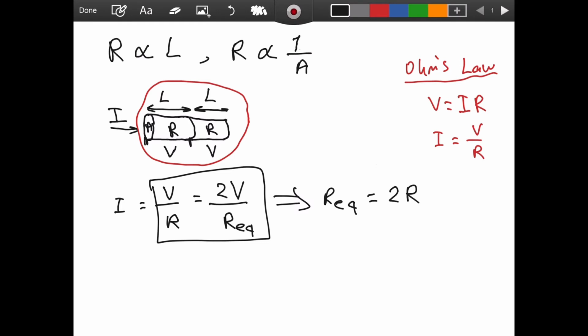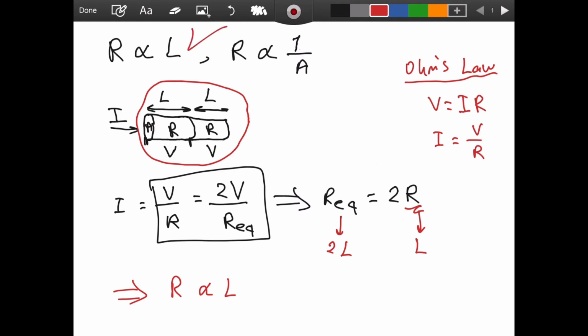Well, what does this mean? This means that since R corresponded to the resistance when we have length L, and R equivalent corresponds to the resistance when we have 2L, you see that when we doubled the length, the resistance value doubled as well. So this helps us to conclude that resistance is proportional with length. Now we did half of what we were hoping to do. This one is checked.